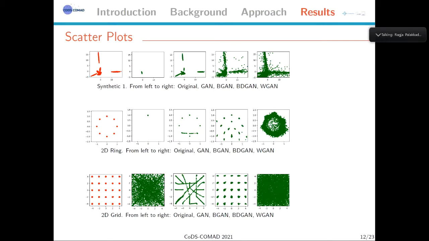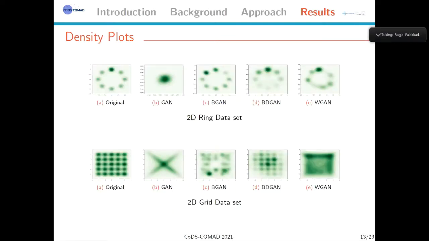We can see the scatter plots on the left of 3 data sets, and the second column contains the results of GAN, the third column contains the results of Bayesian GAN, the fourth column contains the results of BDGAN, which is our approach, and finally we have WGAN. We can see that BDGAN is actually doing a good job of getting results from the modes. Now to see density, we look at density plots to see how good the GAN is at generating from all the modes. We can see that BDGAN is doing a pretty good job of getting samples from all the modes, hence avoiding the mode collapse problem.